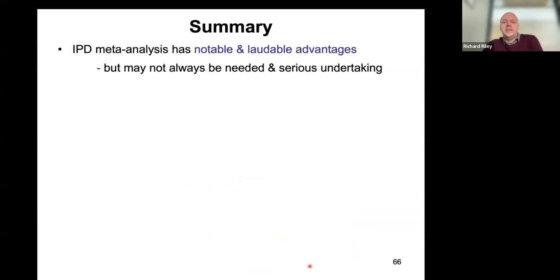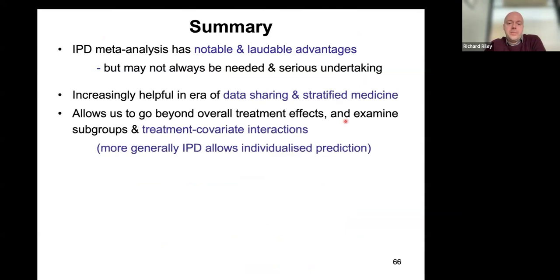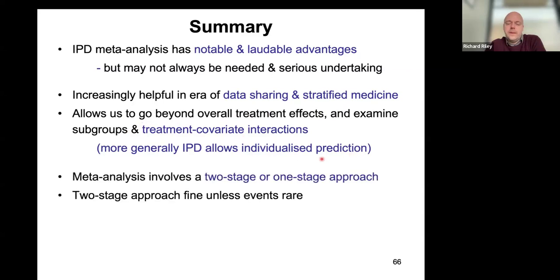So, in summary, IPD meta-analysis has notable and laudable advantages. I think I've emphasized that with the examples, really big impact examples. But they may not always be needed, and they need serious undertaking. They should be increasingly helpful in this era of data sharing and stratified medicine, allowing us to go beyond overall average effects and look at individualized results, the subgroup and treatment covariate interactions, individualized prediction, and so forth.